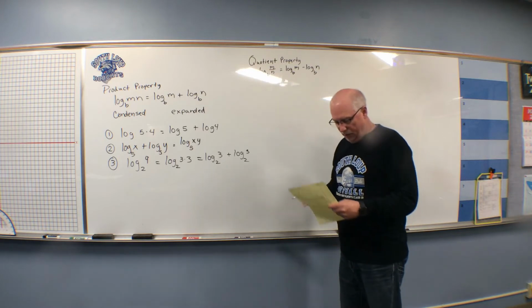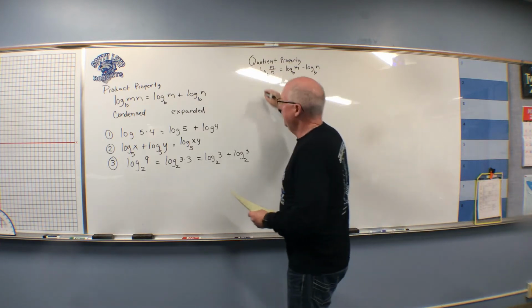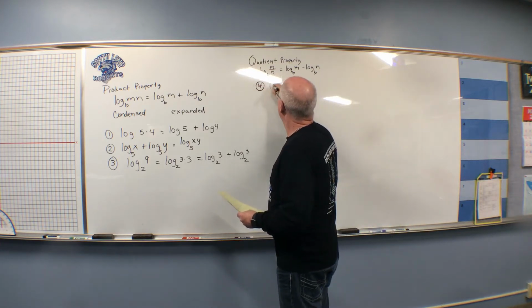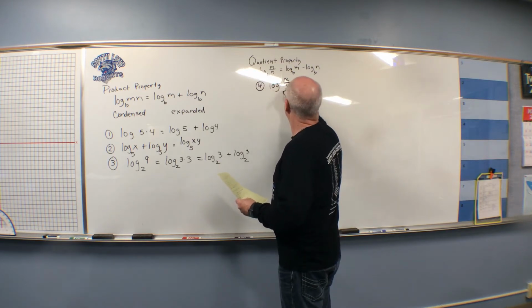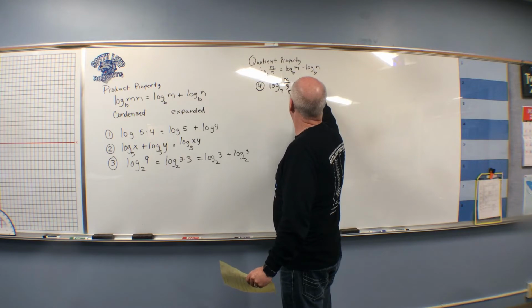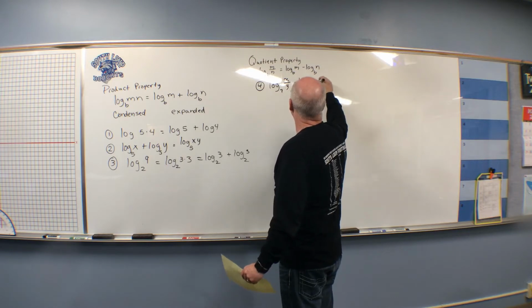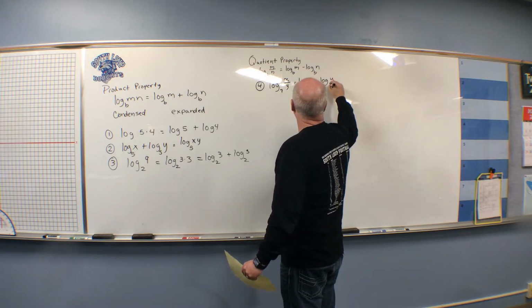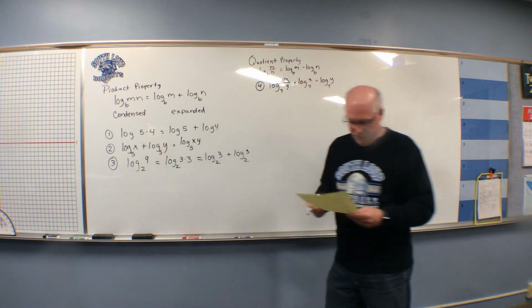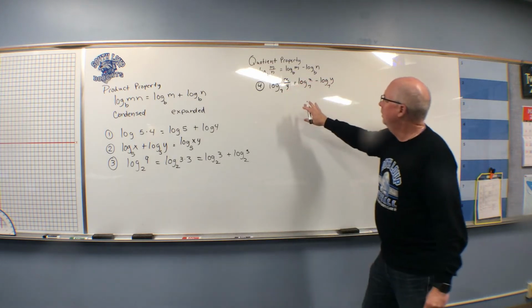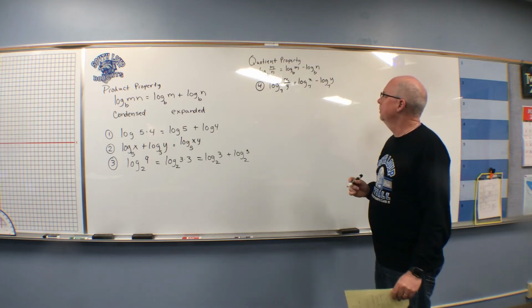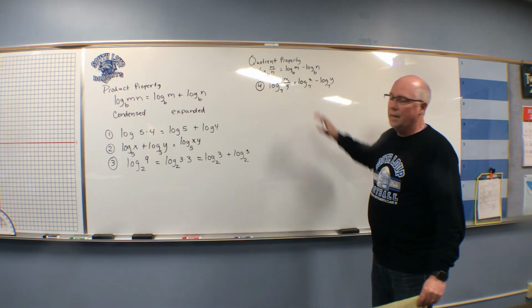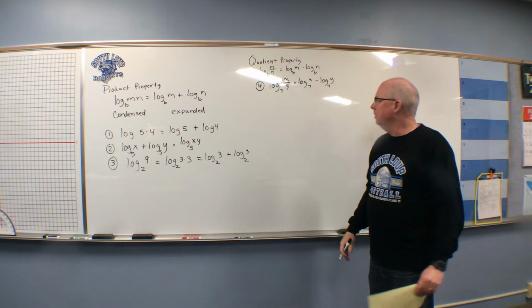This is the expanded form and this is the condensed form. An example of this might be the log of x over y base 7 equals the log of x base 7 minus the log of y base 7. Now I'm going to shorten this down because you've seen that the product property had three examples. The quotient property works kind of the same way, only using subtraction.